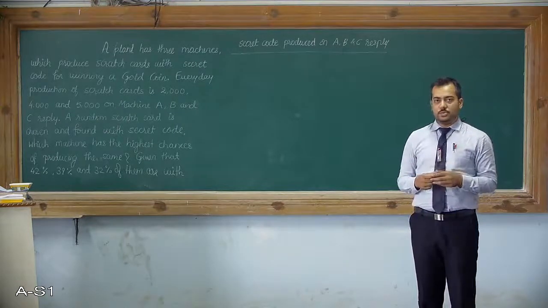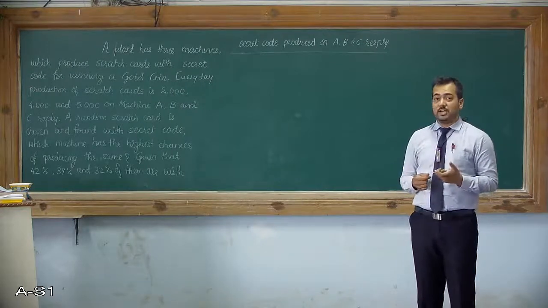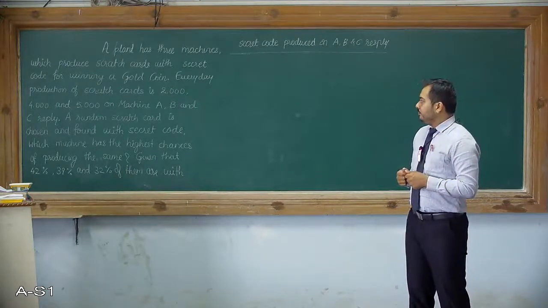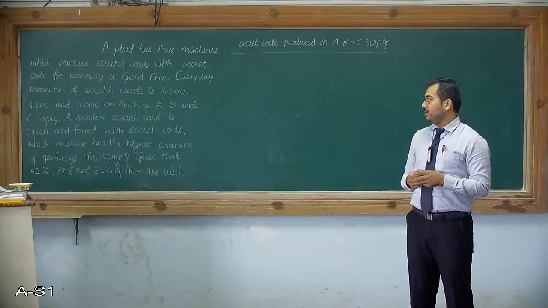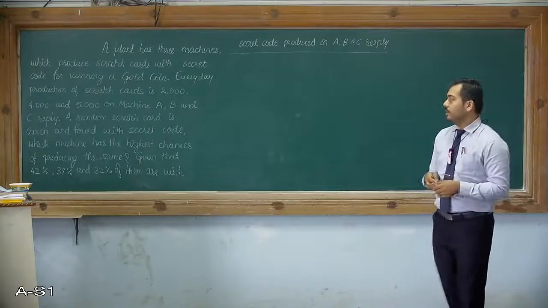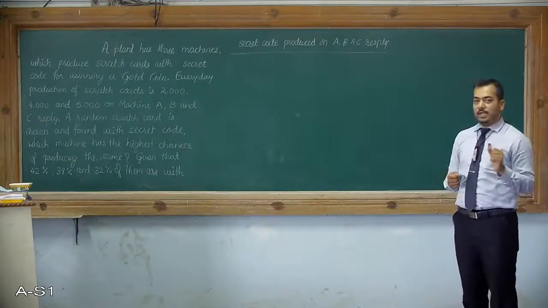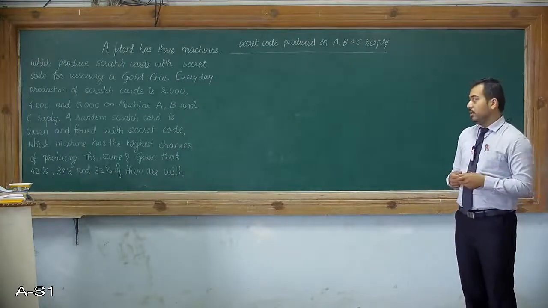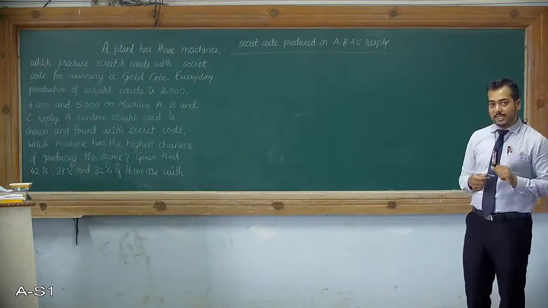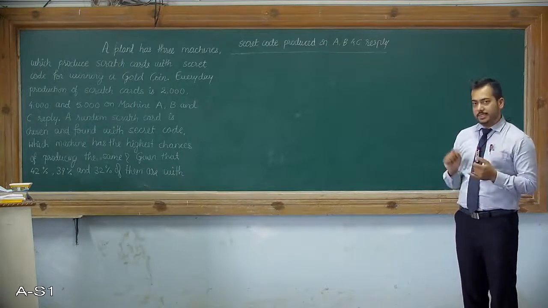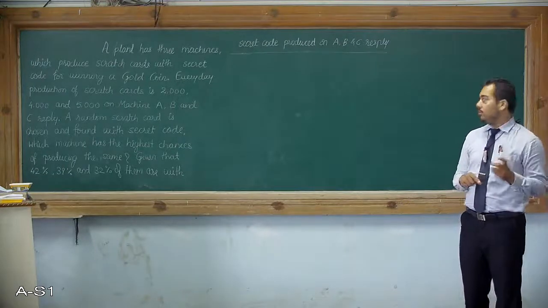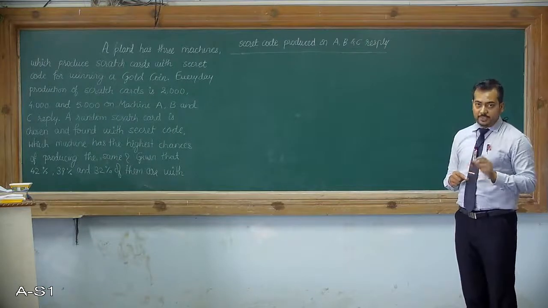A plant has 3 machines which altogether produce scratch cards with a secret code for winning a gold coin. Every day production of scratch cards is 2000, 4000 and 5000 on the machines, say A, B and C. A random scratch card is chosen and found with a secret code. Then which machine has the highest chance of producing it? Given that 42%, 39% and 32% of them with secret code are produced on machines A, B and C respectively.